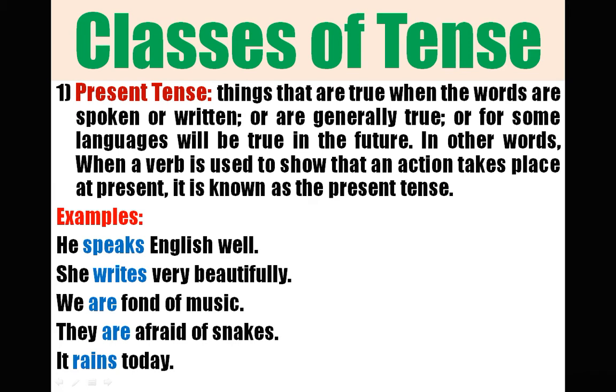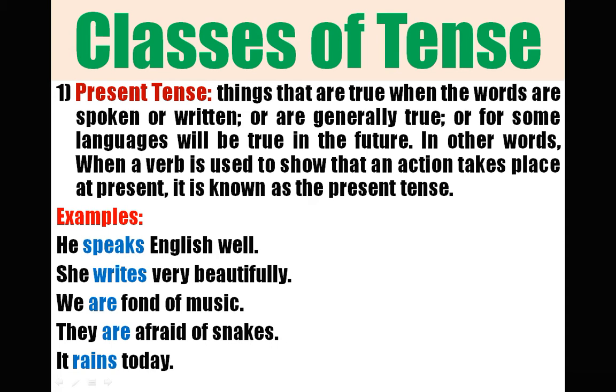What is present tense? You know, verbs have many forms. So when a verb is used to show that an action takes place at present, it simply means that it is present tense. It also means things that are true when the words are spoken or written, or are generally true, and will be true in the future. That is what we refer to as present tense.